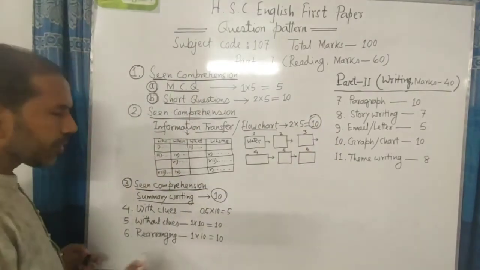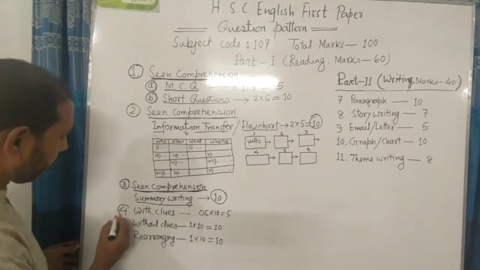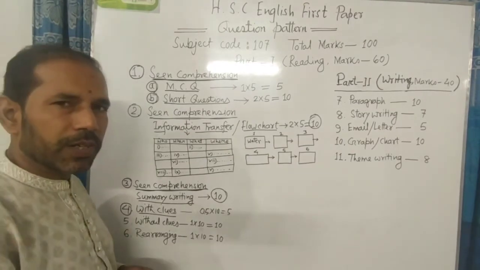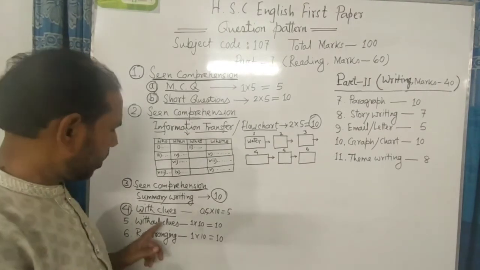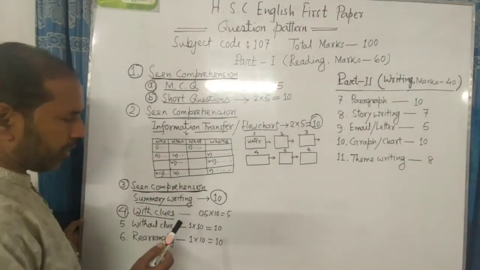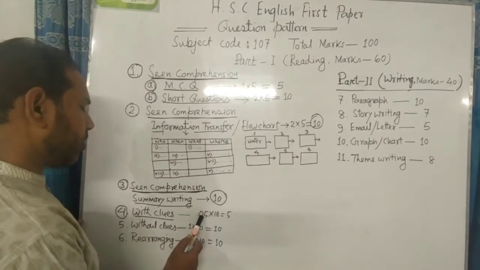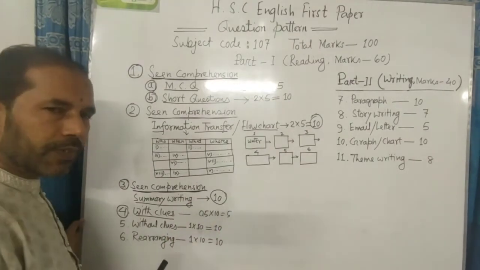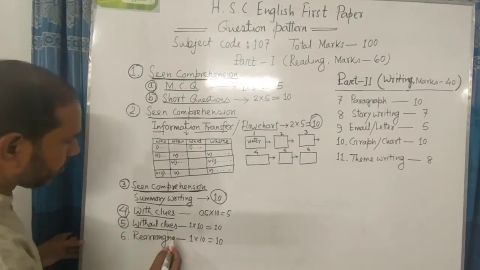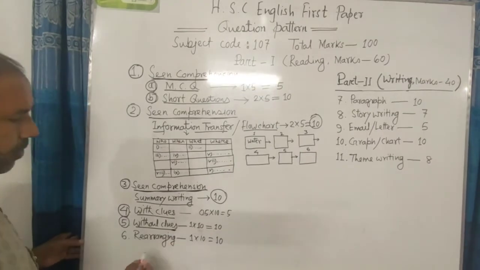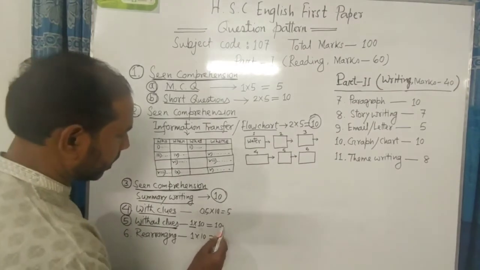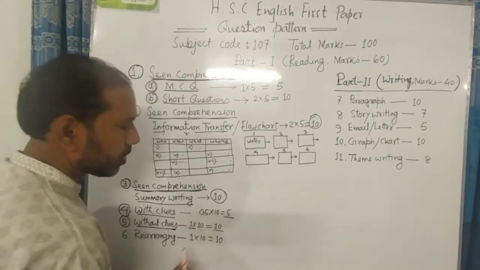Okay. I am going to the next number, number 4. Here we see with clues. This is also very well known to you. You are acquainted with this type of question. There will be 10 gaps here, and each gap carries the marks 0.5, and total marks is 5. Okay. In number 5, without clues, there will be 10 gaps, and each gap carries the marks 1. So total marks is 10.